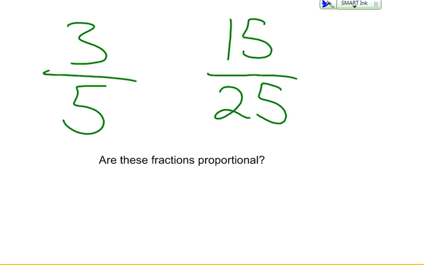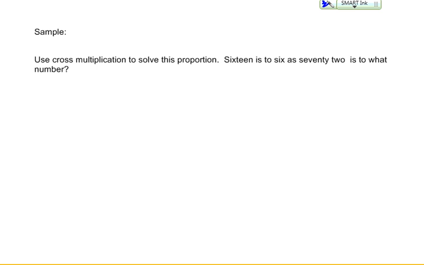So here's one sample problem you can work with. Pause the video. And then here's a second sample problem. That's lesson 85.